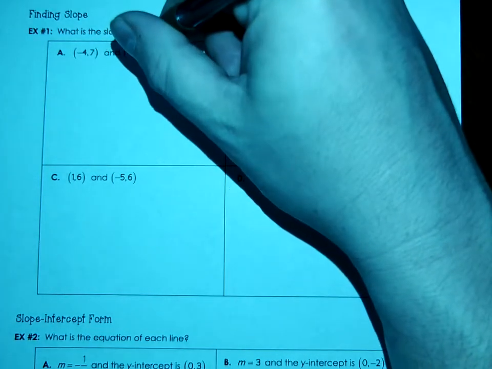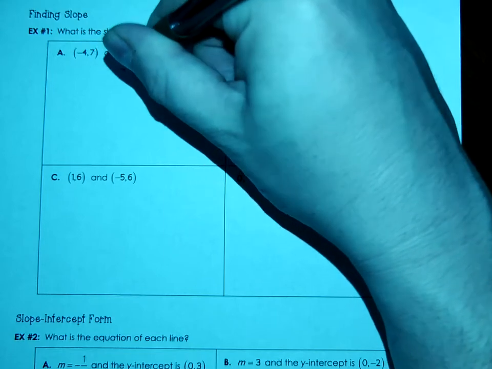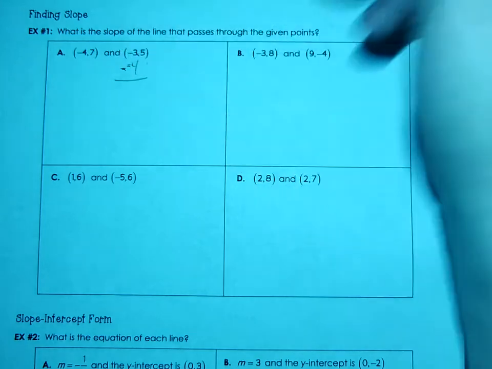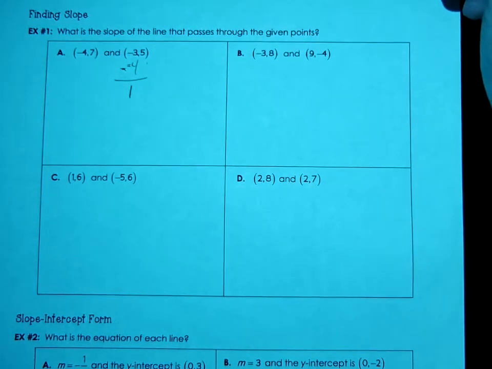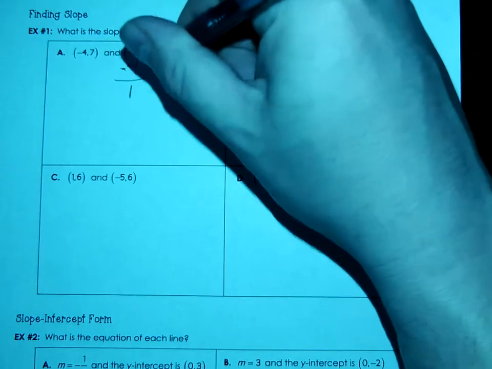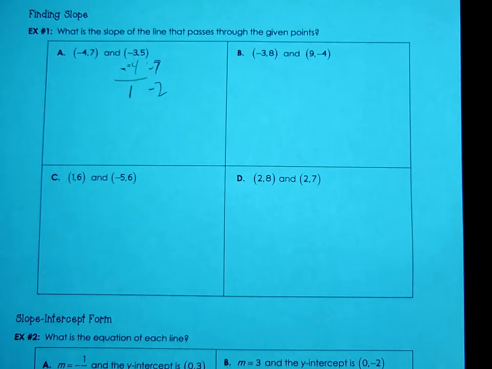So I got -3, I'm going to subtract -4 from that. That's -3 minus -4, that's -3 plus 4, that's going to give me 1. That's my change in x. And then on the y's, I'm going to do the same thing. 5, I'm going to subtract 7 from it. -2. Slope is not a coordinate, it's the change in y's over the change in x's.